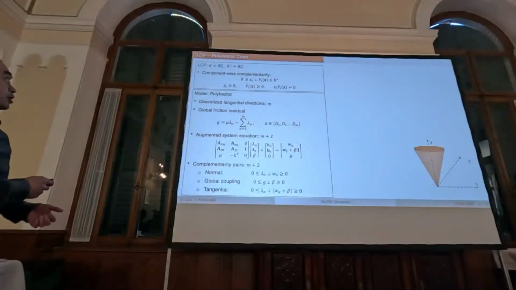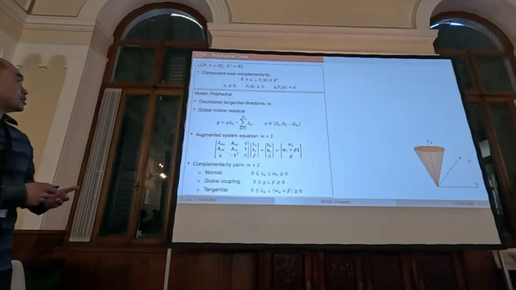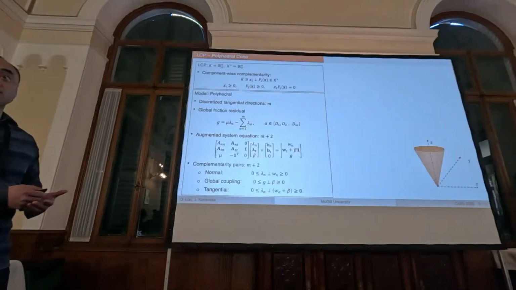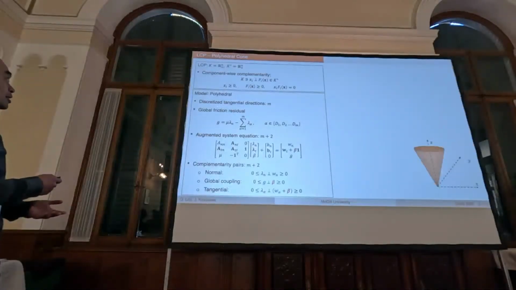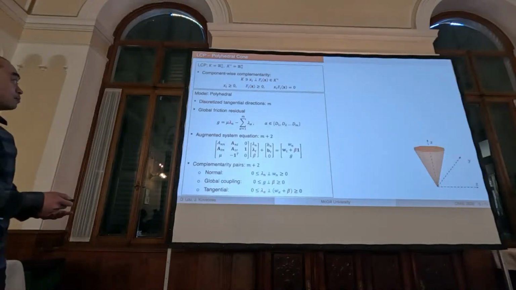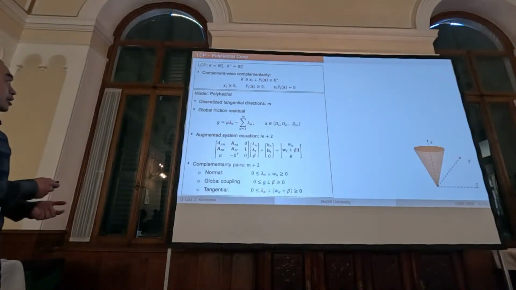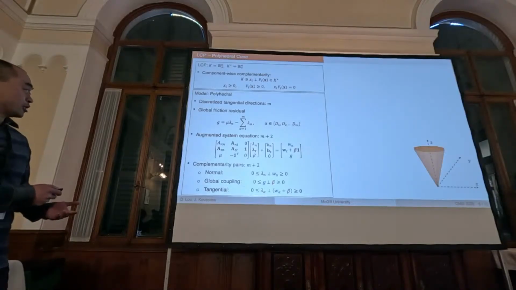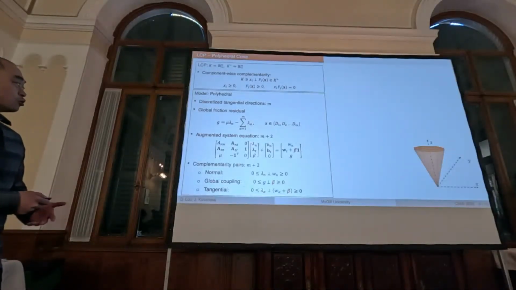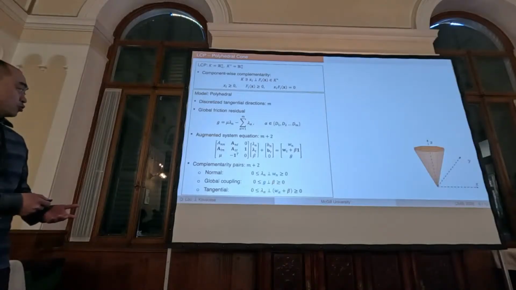So the polyhedral model is a contact problem fitted in this LCP framework. It has two constructions. The first construction is that the whole tangential plane is represented by discretized tangential directions like here. And the second construction is that it imposes a global friction residue called G, represented by the normal force and the summation of tangential components. With these two constructions, each contact point is now associated with m+2 scalar complementary pairs.